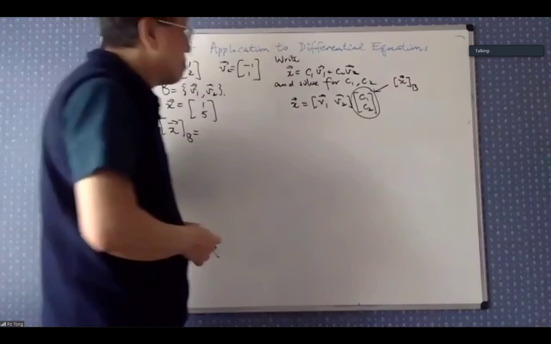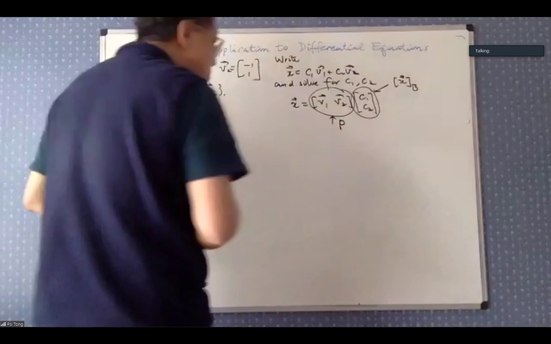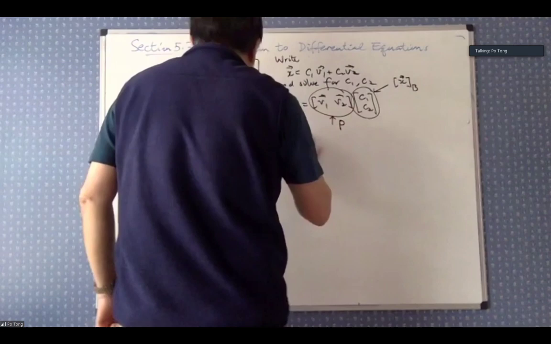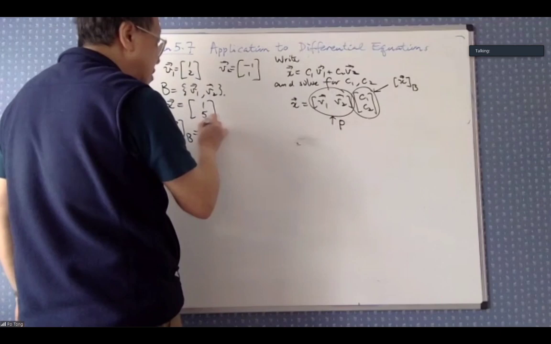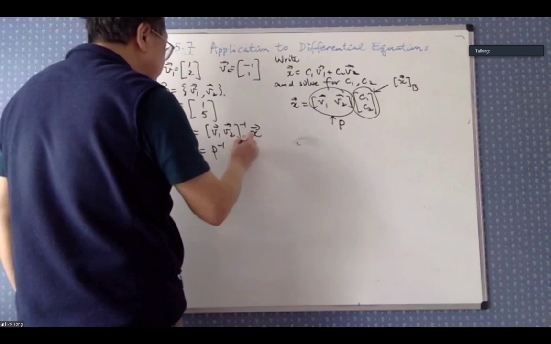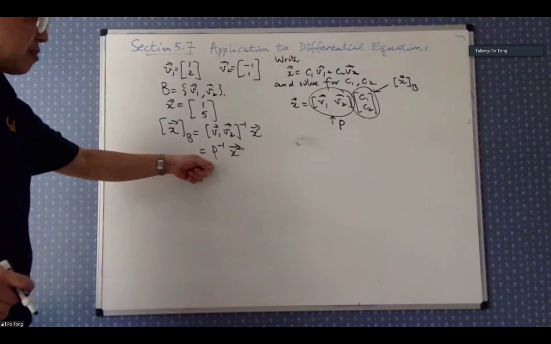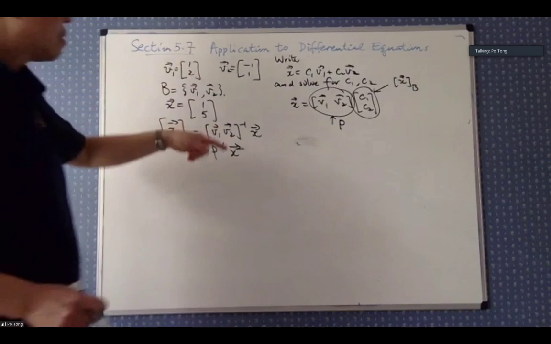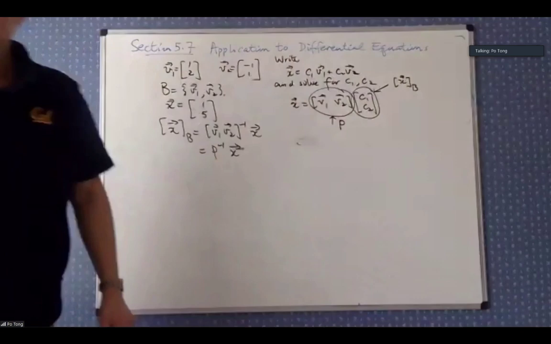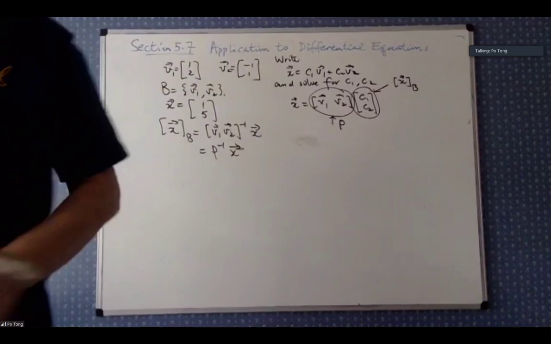So C1, C2 is actually, if you call this matrix P, then this is V1, V2 inverse times X, or P inverse X. So the new coordinate is P inverse times X, where P is the matrix formed by putting these vectors together. Bear this in mind because I will have to erase it. I don't have a lot of board space, so we are going to use this result a little bit later.